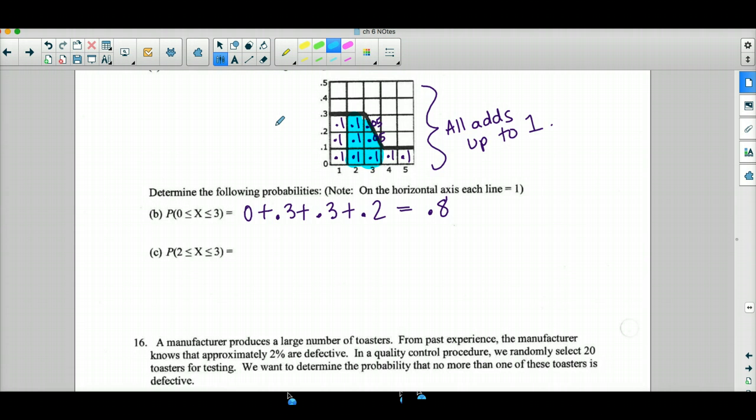Bye. Okay. So 2 to 3. We're adding up 2 and we're adding up 3. So 2 is 0.3. And 3 is 0.1 and a half, so it's 0.2. And that adds up to 0.5. It's really a weird question because they're giving it to you visually, but it's not that difficult a question. It's just weird looking, right?